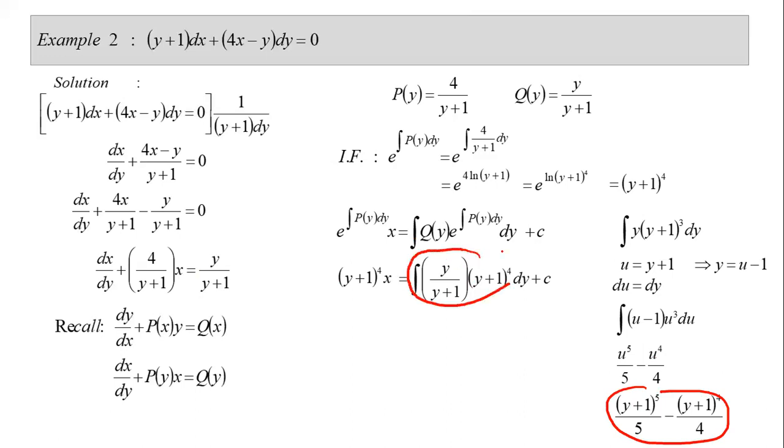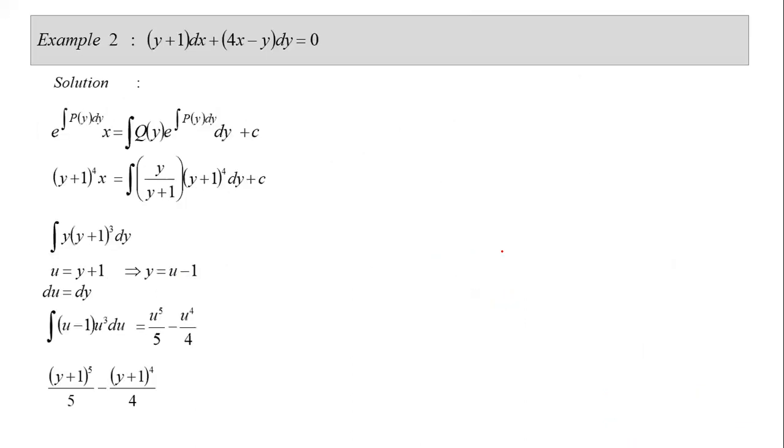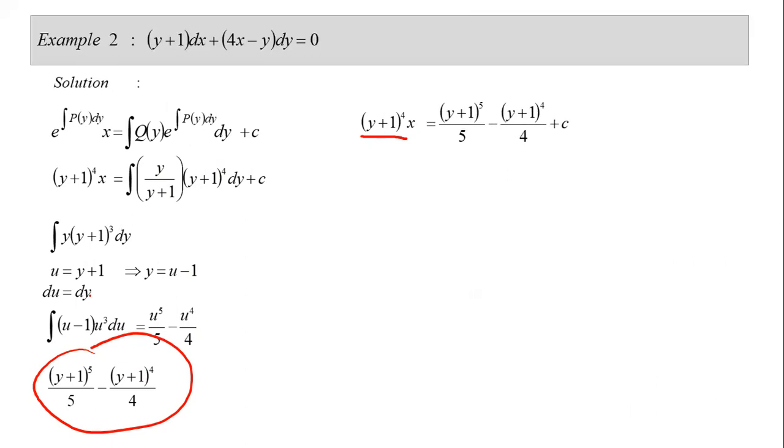All right, so we shall now have y plus 1 to the fourth power times x, okay, equals the integral of y over y plus 1 times y plus 1 to the fourth power dy, which is just simply equal to this. y plus 1 to the fifth power over 5 minus y plus 1 to the fourth power over 4 plus c. Okay, and then you can just multiply this by y plus 1 raised to negative 4. And then the LCD of 5 and 4, that's 20, sorry. That's 20, all right?